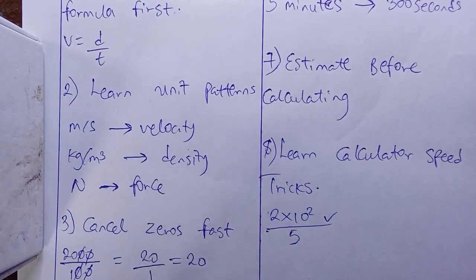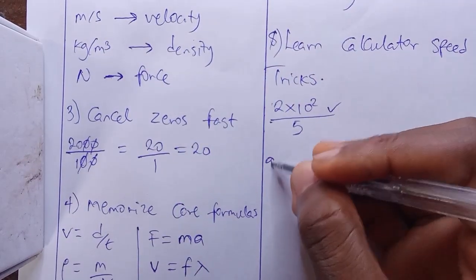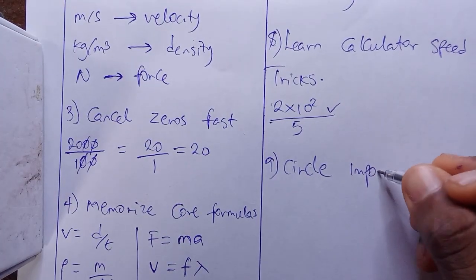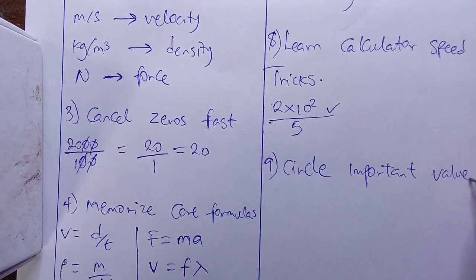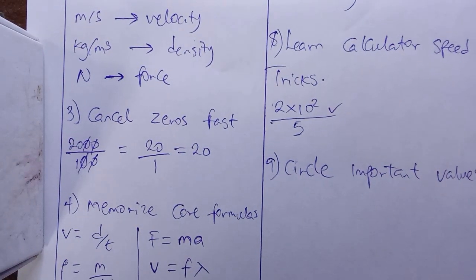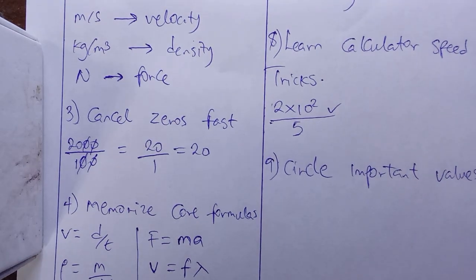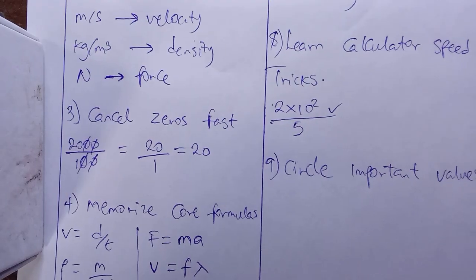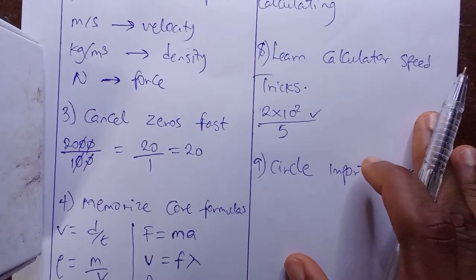Trick number 9, circle important values. During exam, underline mass, circle velocity, and highlight time. This reduces substitution mistakes because mass, velocity, and time are important values in physics. So ensure you circle them so you won't make any mistake.